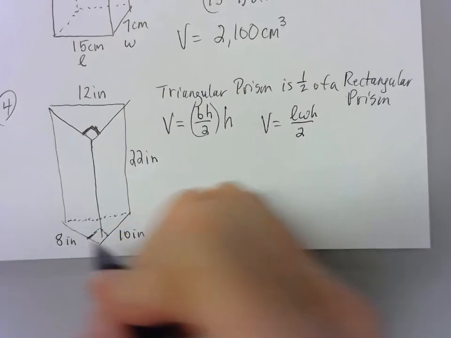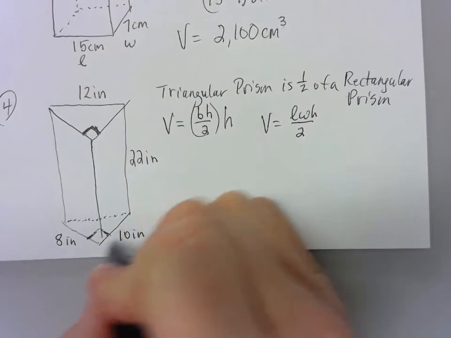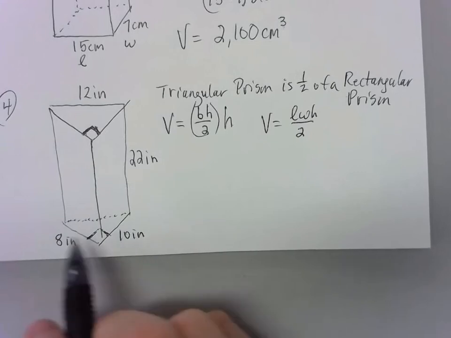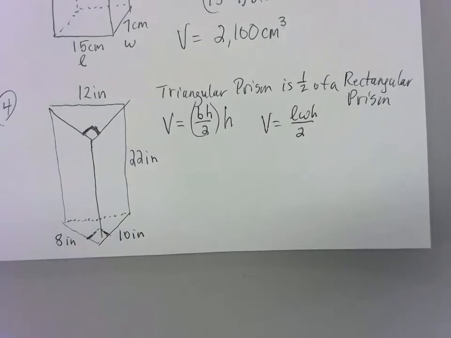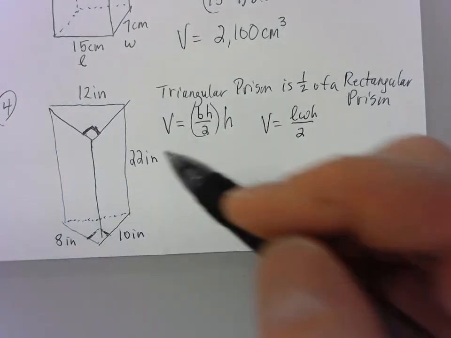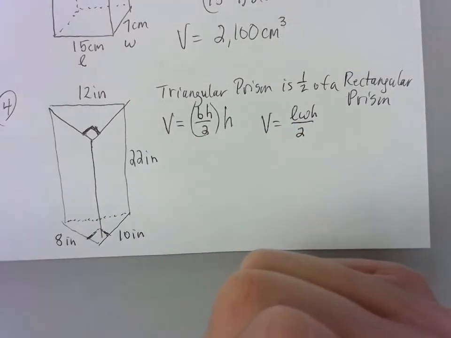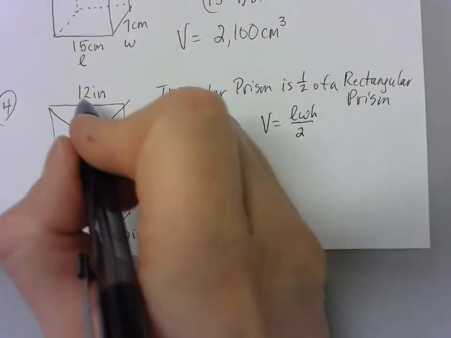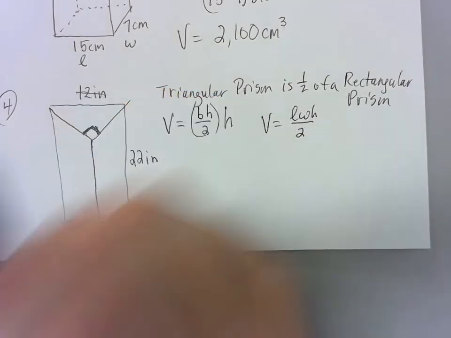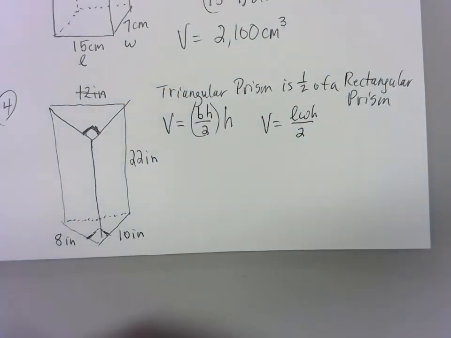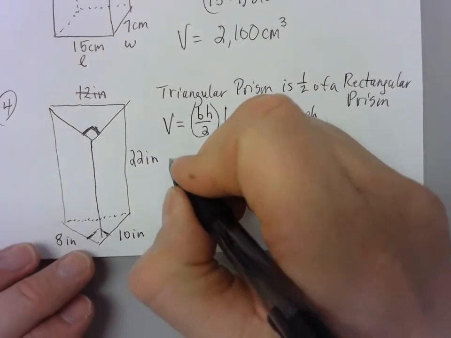Okay? So out of those numbers that you see there, you need to use the 8 because it's touching the right angle. You need to use the 12 because it's touching the right angle. So those two numbers are actually the base and height of the triangle. And then you're also going to need the 22 because it's the height of the whole prism. However, you don't need the 10 for this particular type of problem, because that is not needed to get the volume.